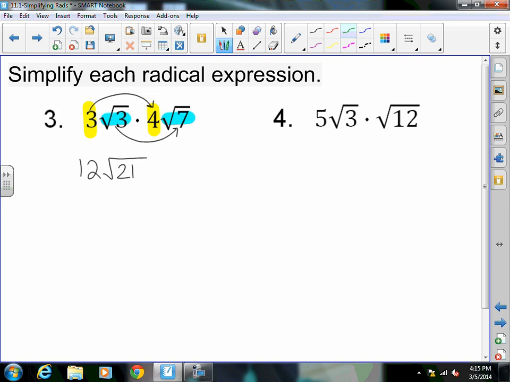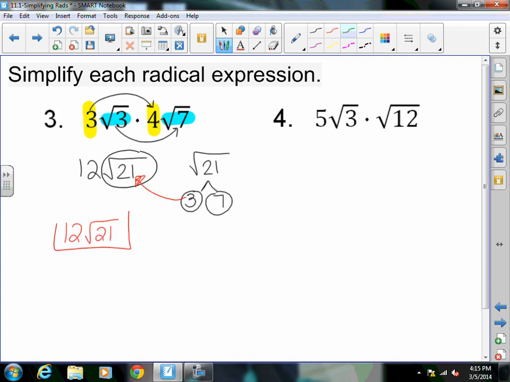Okay, so 21, now we want to see if you plug that in your calculator, it is not a whole number. So we're going to break it down. 2 factors of 21 are 3 and 7. Those can't be broken down anymore. If you notice, they don't have a pair. So since they don't have a pair, they go back inside the rad. So it's just going to stay rad 21. So my answer is 12 rad 21.